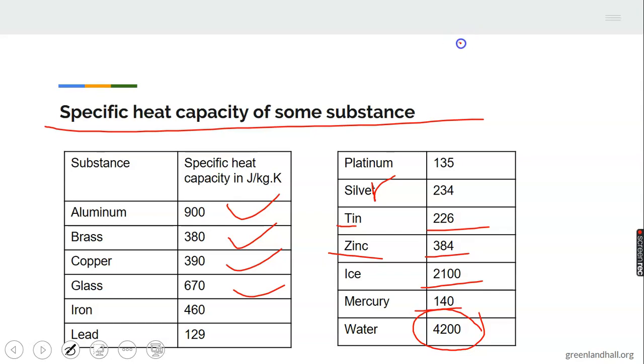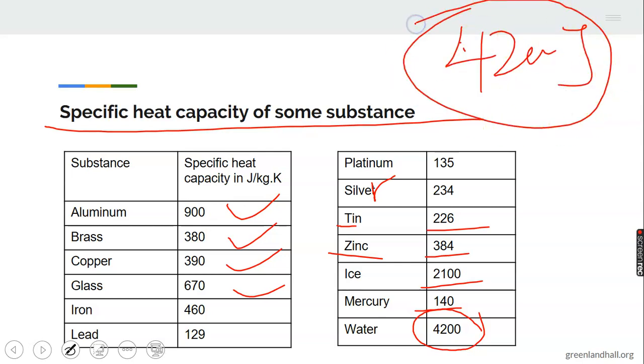That is, the energy required to raise the temperature of 1 kilogram of water by 1 degree Celsius is 4200 joules. This is one of the reasons why water is used to quench most fires, because of the specific heat capacity of water. You can see out of everyone we have here, water is the highest with 4200 joules per kilogram Kelvin.